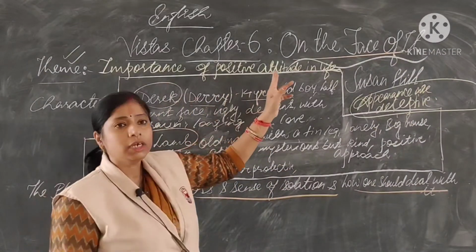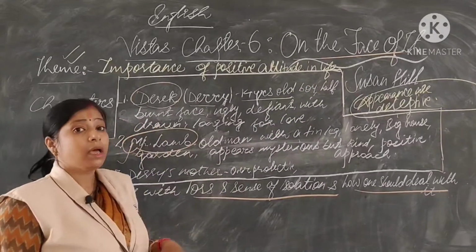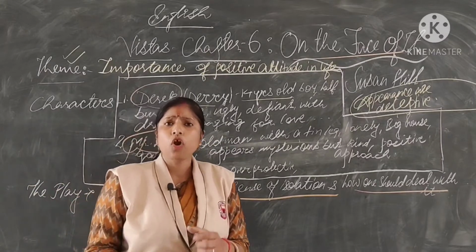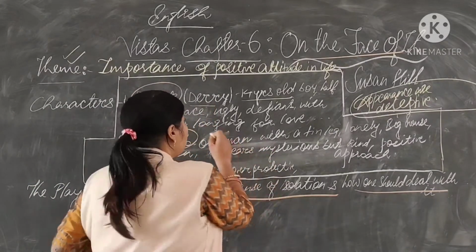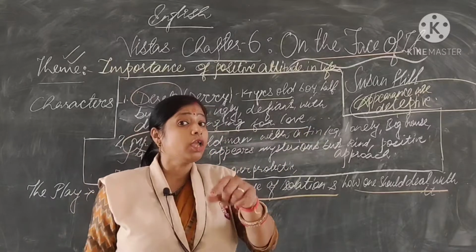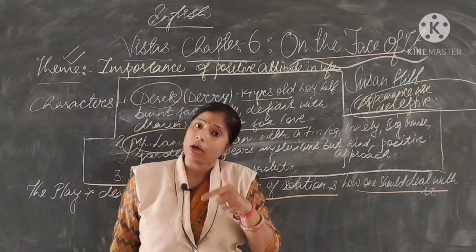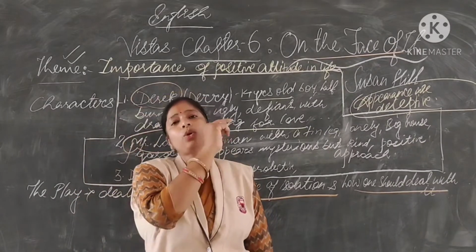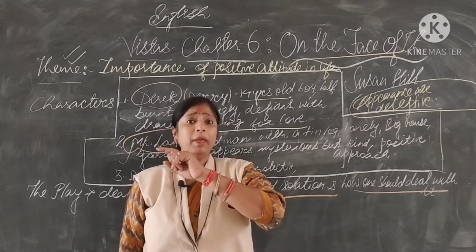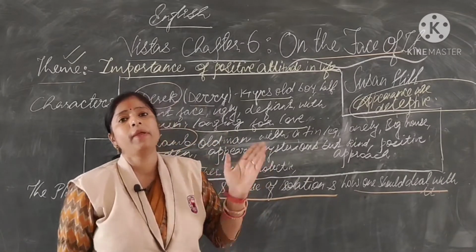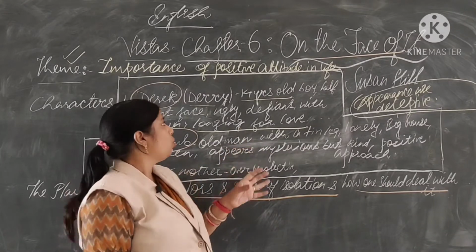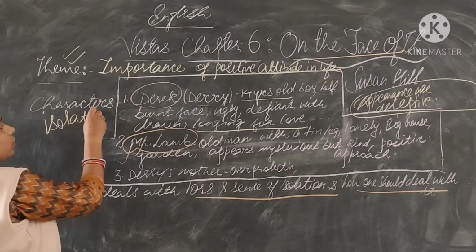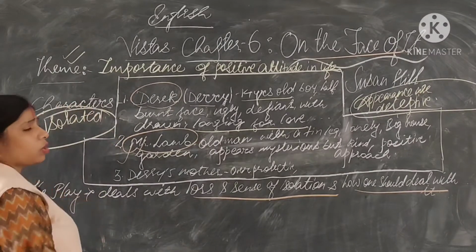So Derry, 14 years old boy, half burnt face, ugly, defiant, means withdrawn. He does not want to go near people, but he has a longing for love. Important point: longing for love means he would like to enjoy the society, but it is the attitude of the society, the attitude of the people, that makes him isolated. That's why he is not coming out.